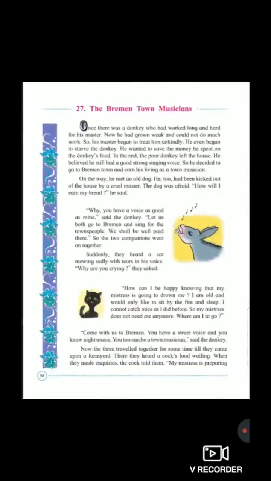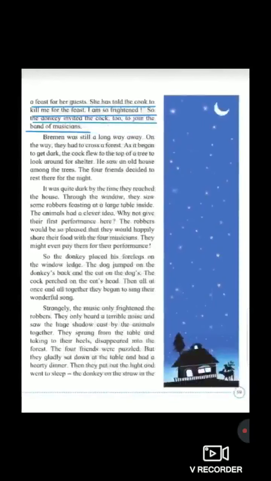So now, let's start with the story. Students, in the previous lecture, we had completed page number 58, the very first part of the story. Today, we will start with the next page, page number 59, the second part of the story. Before I start, I am going to give you a short recap of the first part so that you can understand the whole story properly.